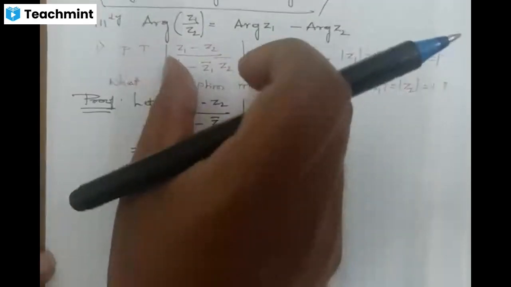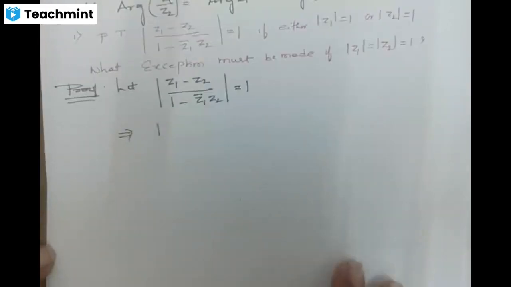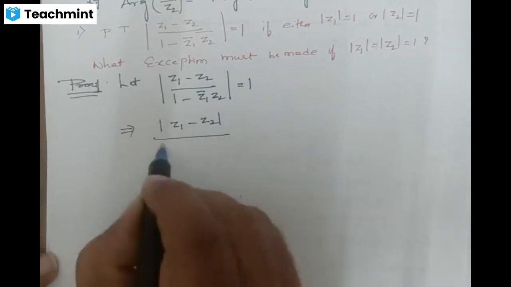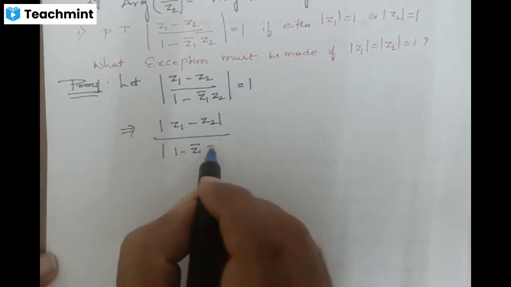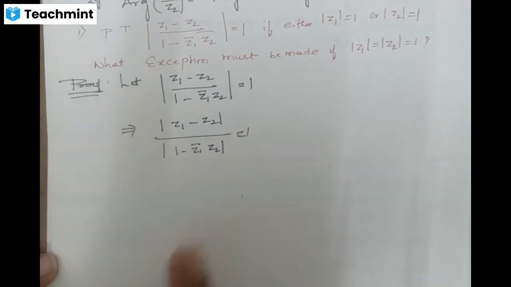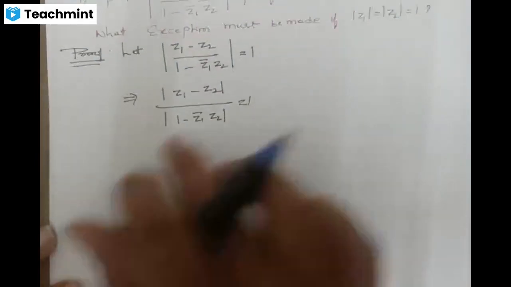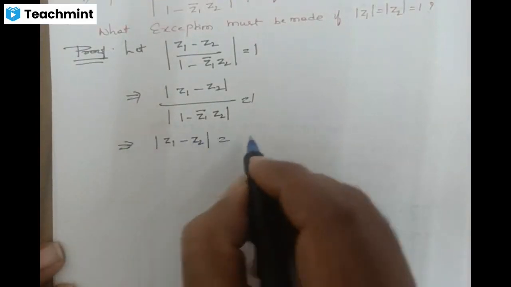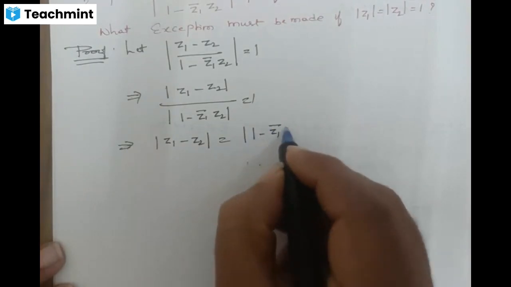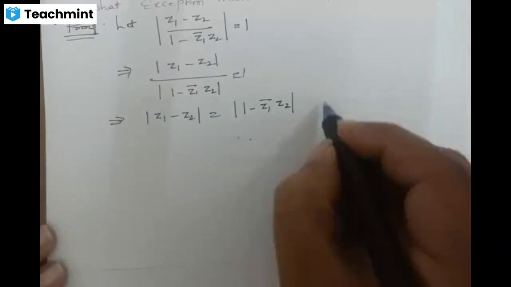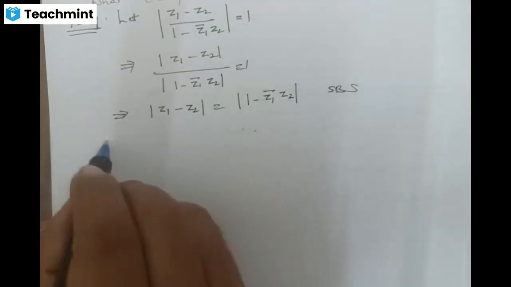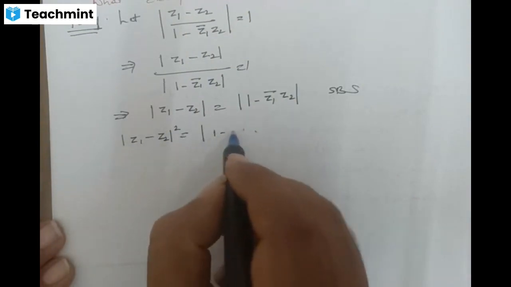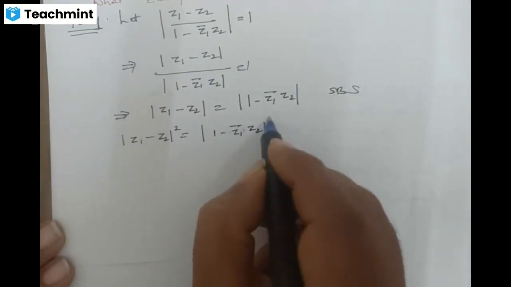So prove that this equals 1 if either of these equals 1. Modulus of z1 minus z2 divided by modulus of 1 minus z1 bar z2 equals 1. We are using properties of modulus, cross multiply. So modulus of z1 minus z2 equals modulus of 1 minus z1 bar z2. Squaring on both sides, |z1 - z2|² = |1 - z1 bar z2|².